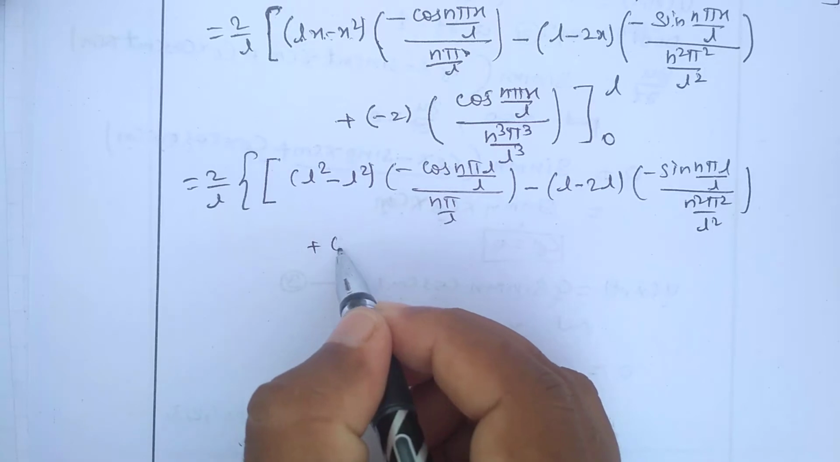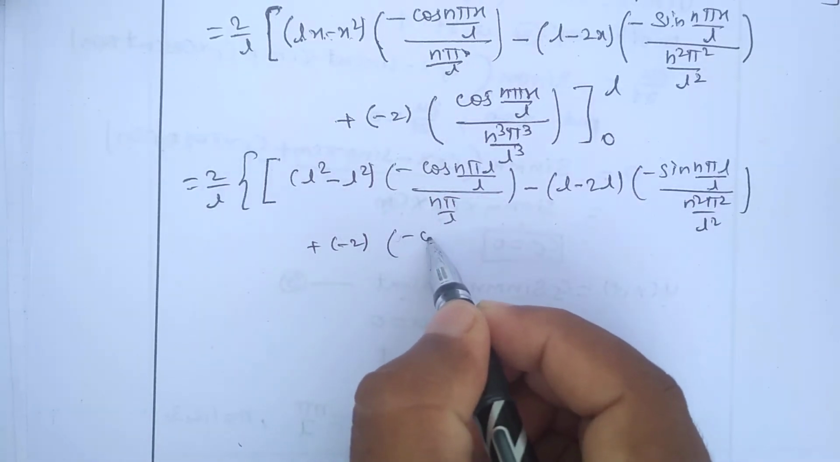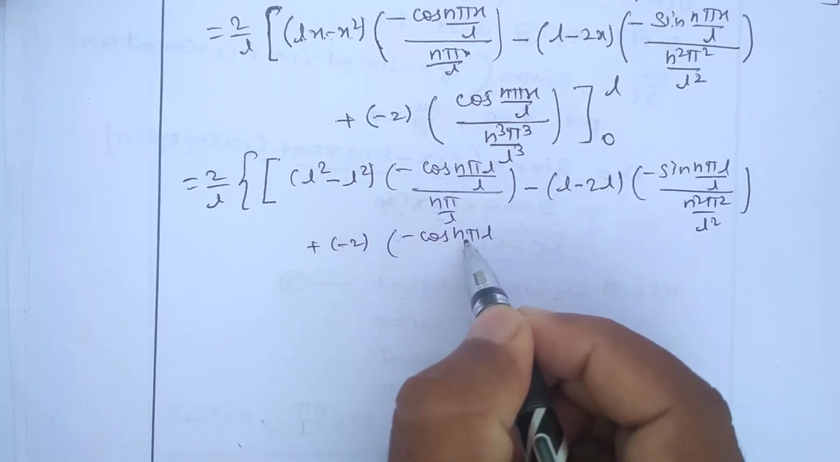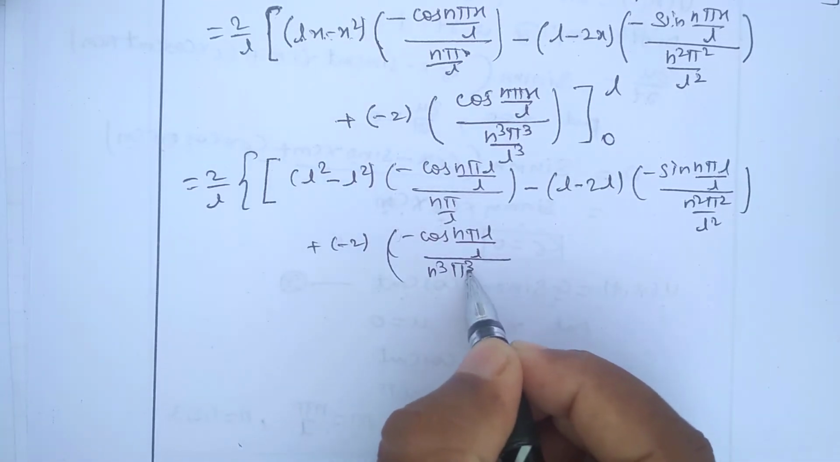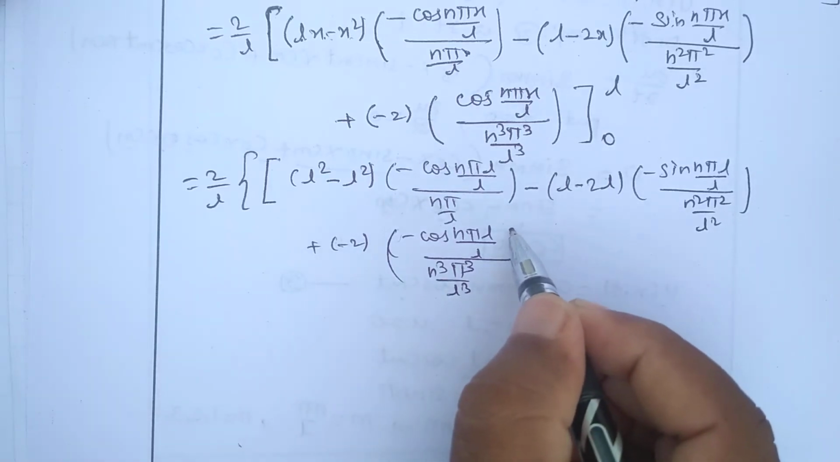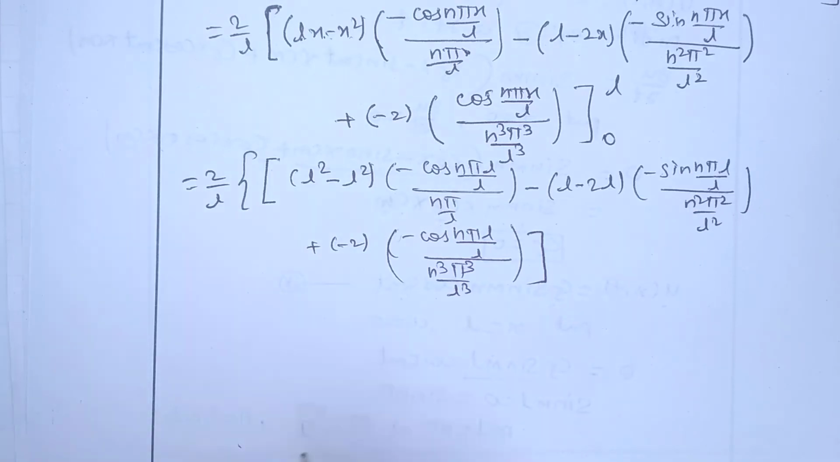Then plus this minus 2 as it is, and here x is equal to L, so minus cos n pi by L upon n cube pi cube by L cube. This is all about the upper limit in the square bracket. It is completed. Minus another square bracket, the lower limit 0.